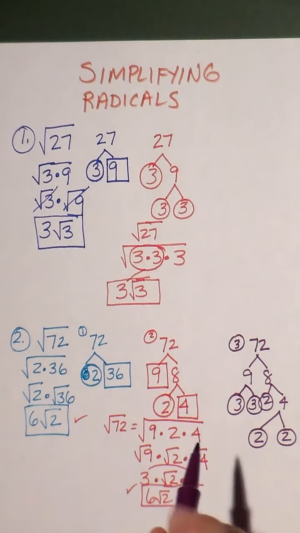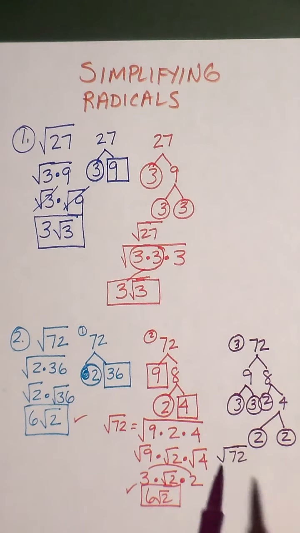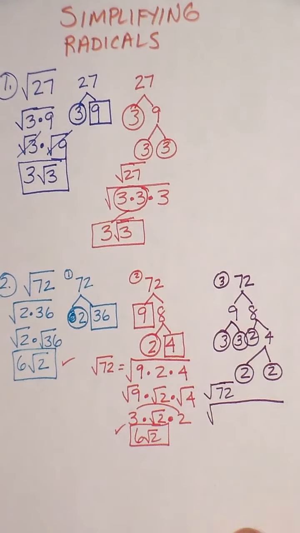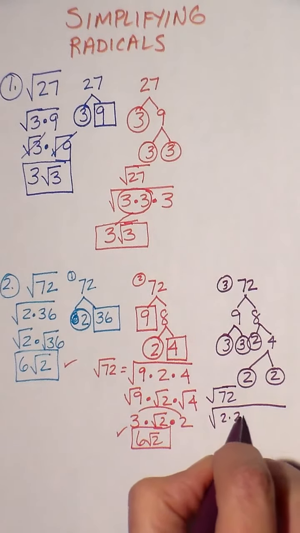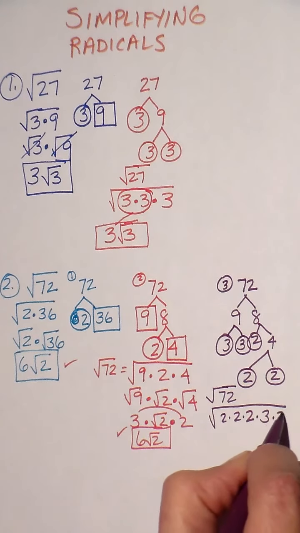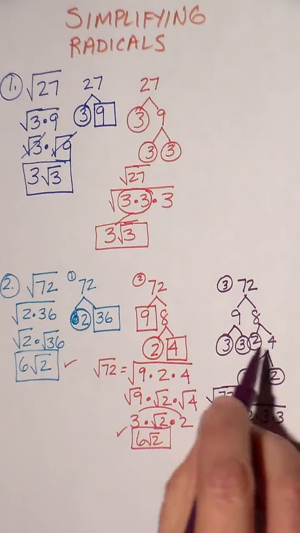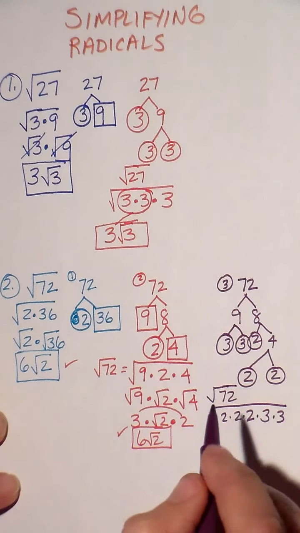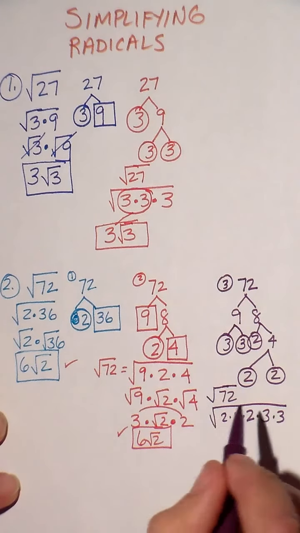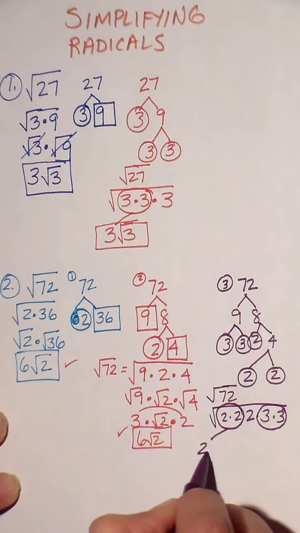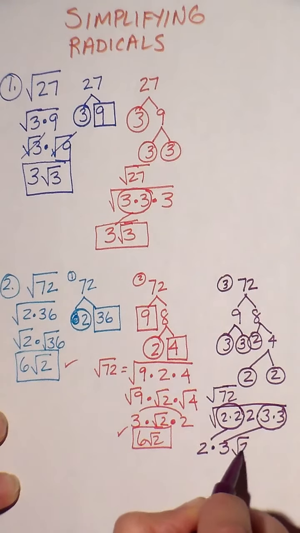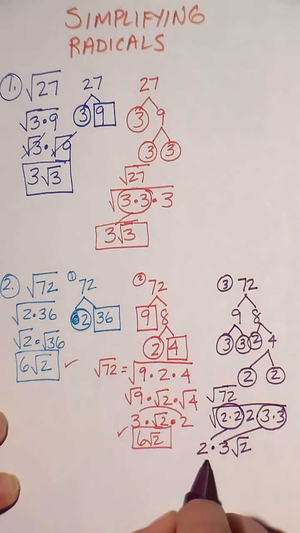I can't factor anymore. So the square root of 72, I can write as the square root of 2 times 2 times 2 times 3 times 3, because that's what I have, three 2's and two 3's. When there's not a perfect square, you look for a pair. I've got a pair of 2's and a pair of 3's. And remember, for every pair, one comes out. And what's left underneath? 2. 2 times 3 is 6.